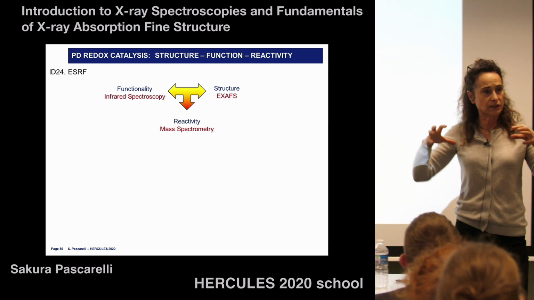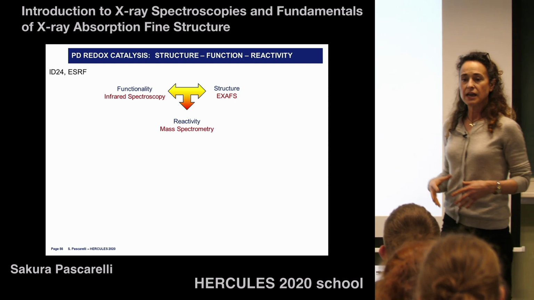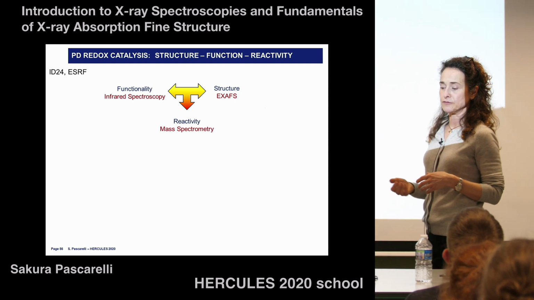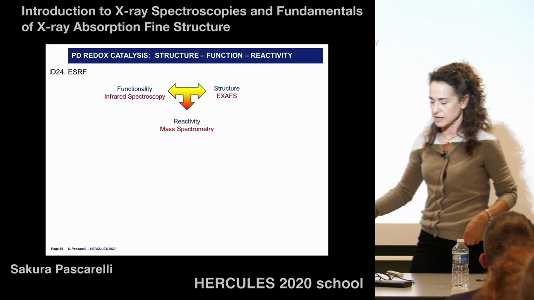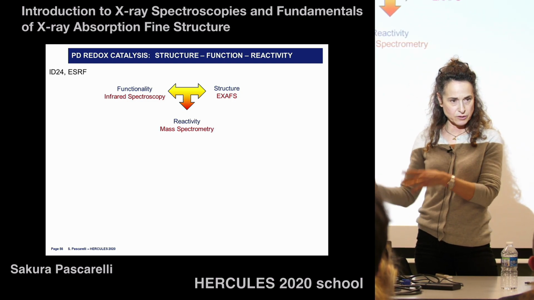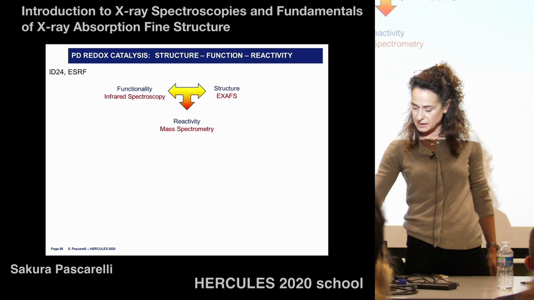So everything is mounted at the same time on the beamline, and therefore you can get a lot of additional information than just EXAFS. And you can correlate the information you get with the EXAFS because you can measure everything at the same time.